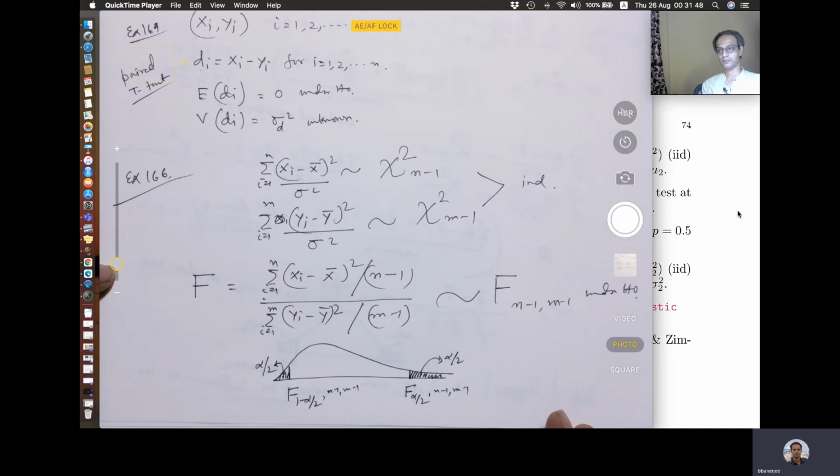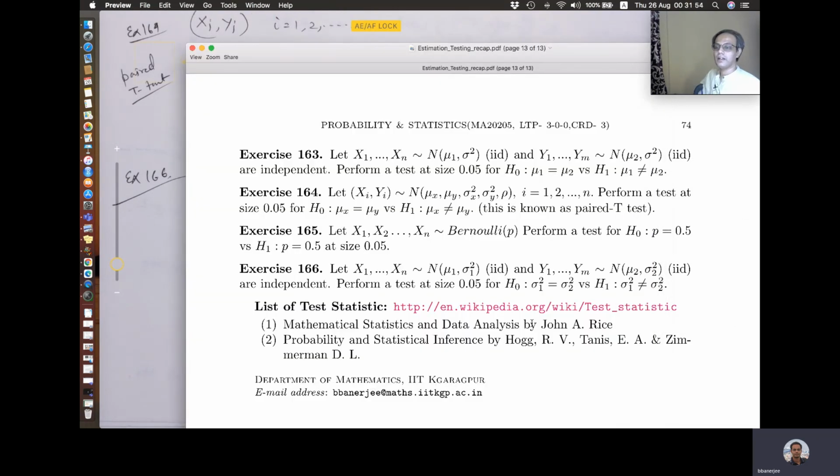So all these things you can do by yourself, practice it. You will have a very nice chart of all these kinds of test statistics, their rejection rules, right side, left side, both sides, in this Wikipedia page. This page is very nice. And also you can read these books. I think I'm done for now. If you have any query or any doubt, let me know. Okay, thank you.